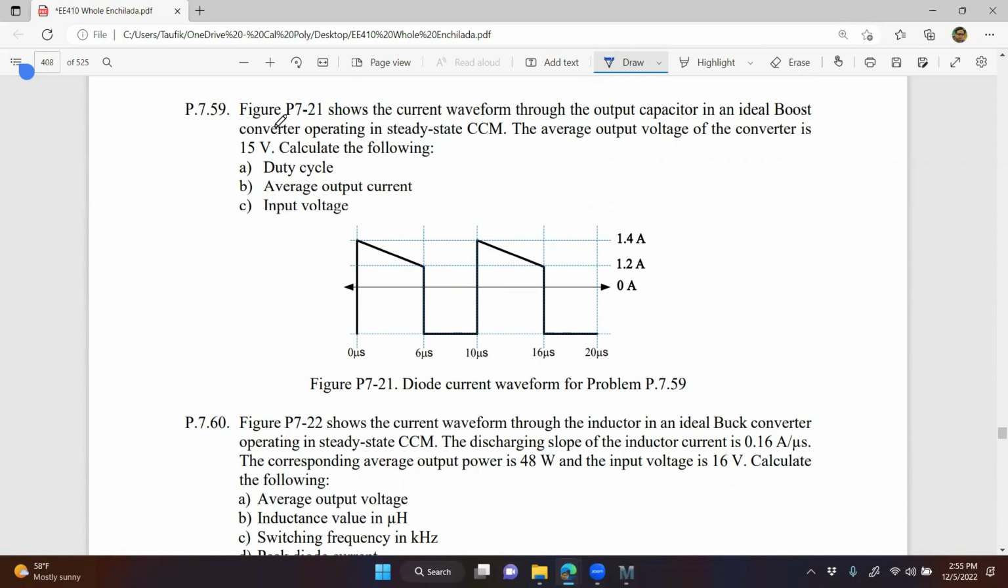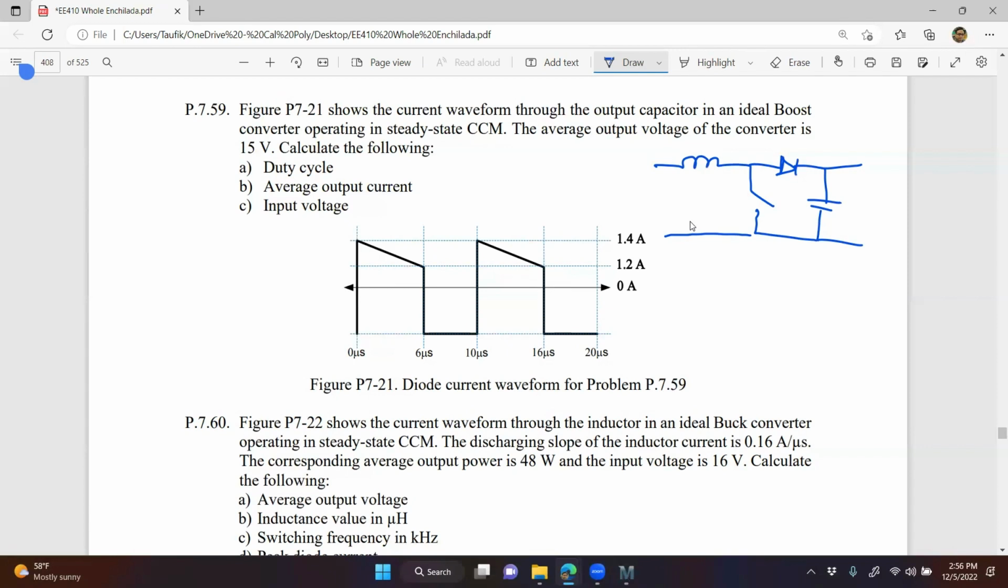For 59: the source current waveform through the output capacitor in an ideal boost converter operating in steady state CCM. The average output voltage is 15 volts. Find the duty cycle. You should be able to find the duty cycle from here. This current waveform is through the diode. It should be 4 out of 10, because that's when the diode is conducting.